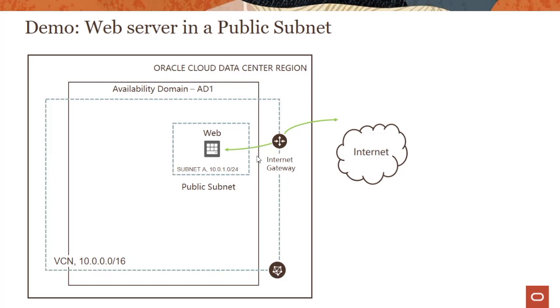Thank you for watching this demo. This is part one of the demo. In part two, we will make it a little bit more advanced, where we create a bastion host and then we create a private subnet, install a database server, and using a NAT gateway, try to get some patches to the database server. Thank you.